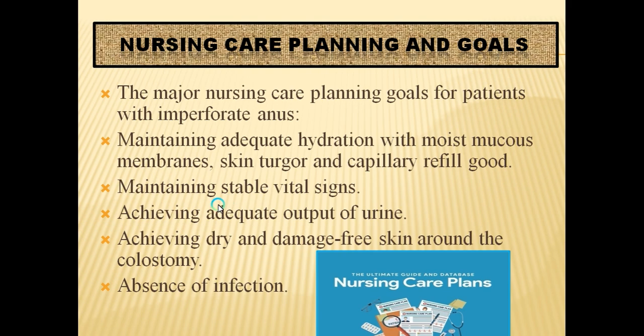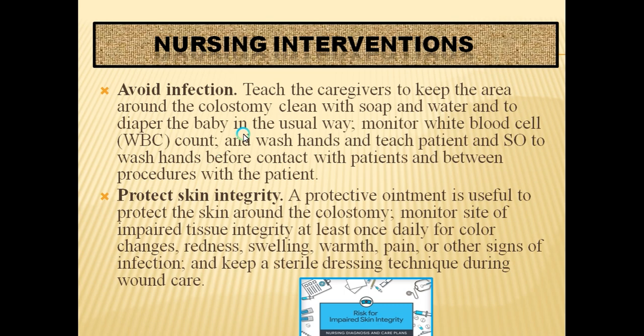Okay, then you have to maintain stable vital signs, adequate output of urine, and achieve dry and damage-free skin around the colostomy. This is one of the major goals. Okay, the skin has to be dry, damage-free skin should be there, and there should be absence of infection. Now what are the nursing interventions? We have to avoid infection.